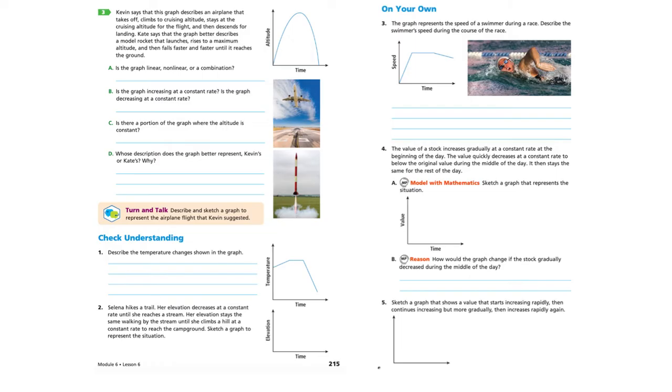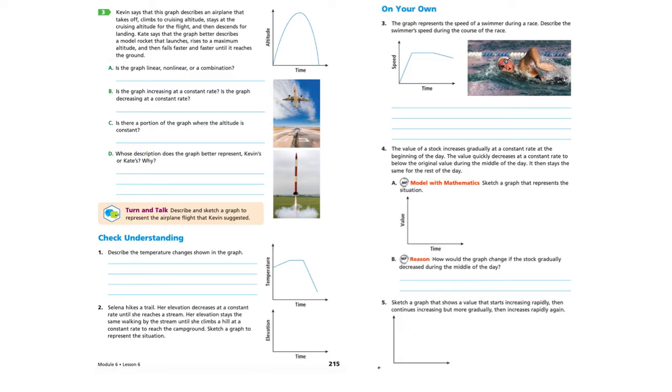So on number 3, Kevin says this graph describes an airplane that takes off, climbs to a cruising altitude, stays at the cruising altitude for the flight, then descends for the landing. Kate says that the graph better describes a model rocket that launches, rises to a maximum altitude, and then falls faster and faster until it reaches the ground. So then they ask you some questions.